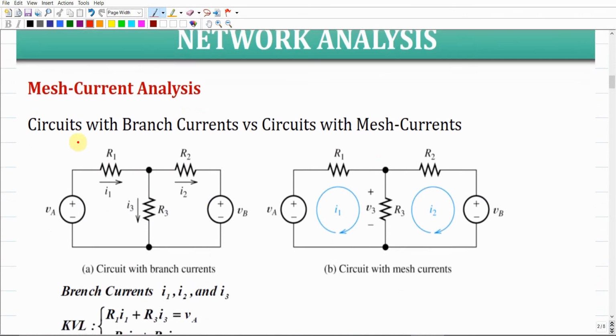So what is the difference between circuits with branch currents and circuits with mesh currents? This is a circuit with a mesh current, but this one is with branch current.